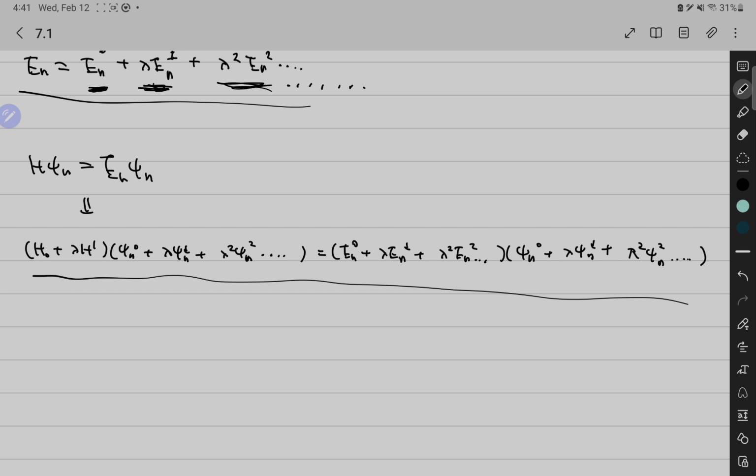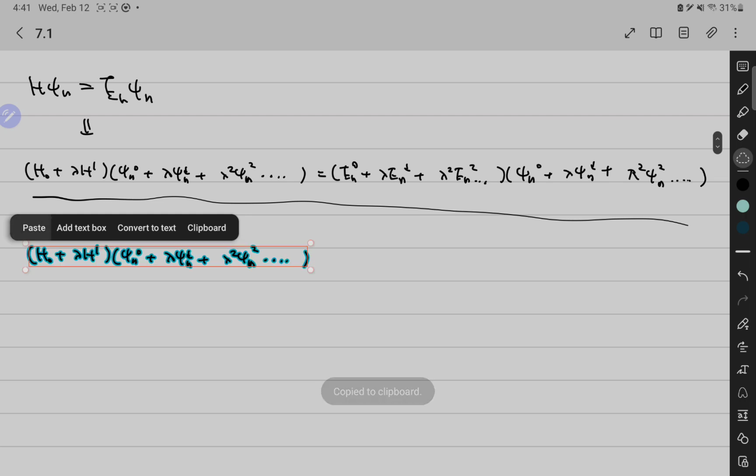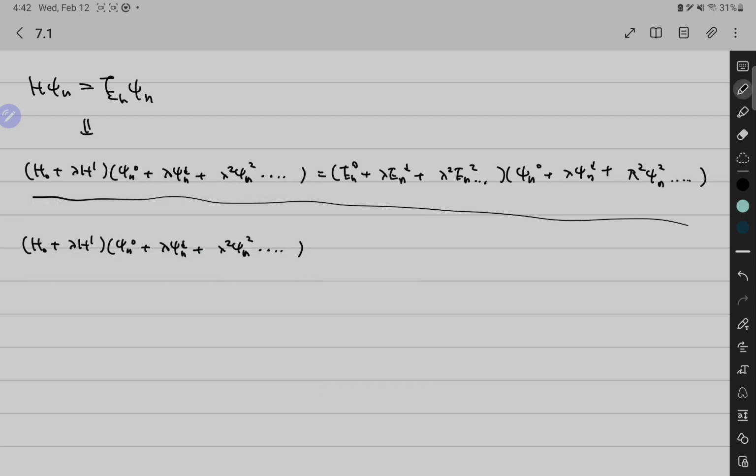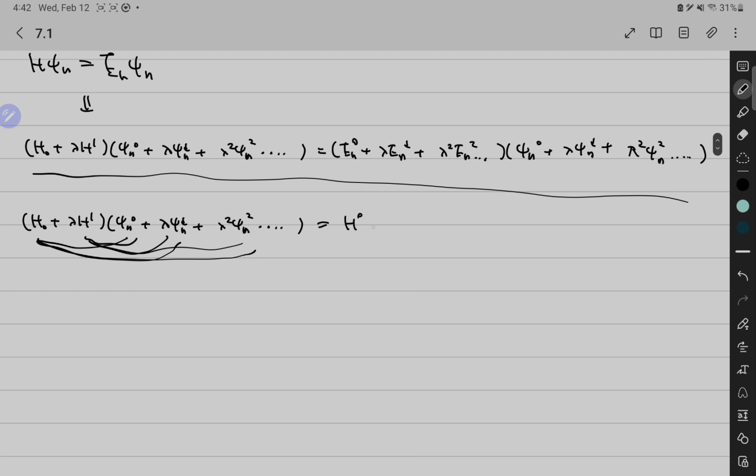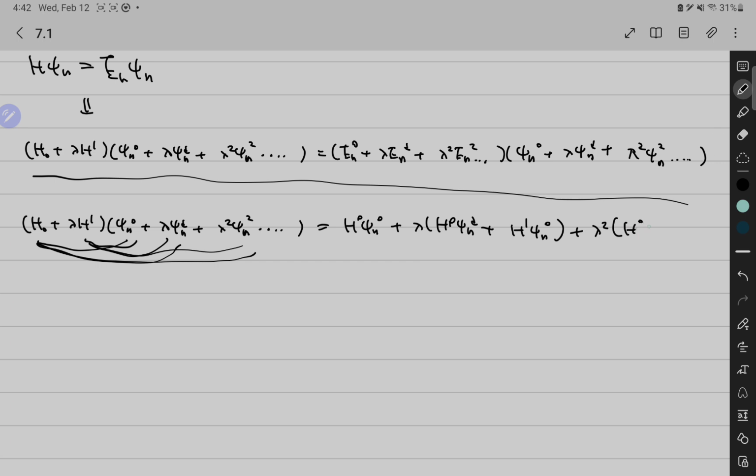So we can first look at the left side. Let's copy and paste here. For the left hand side, you're just going to do the algebra: you multiply the first term by the second term by the third, and you do the same thing for the second. It's just algebra. If you end up doing this, what you are going to obtain is the following: H0 psi n0 plus lambda times H0 psi n1 plus H prime psi n0, plus lambda squared times H0 psi n2 plus H prime psi n1, plus, and it goes on.